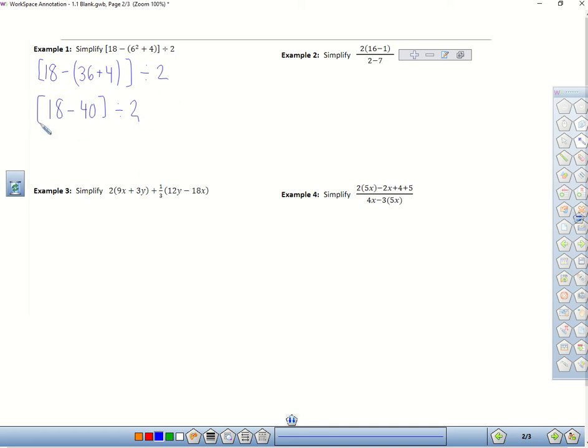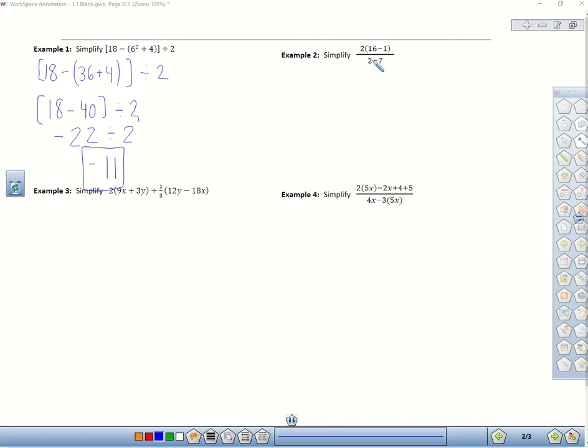Now we're at the stage where we have some grouping, in the form of brackets, and then we have division. We know grouping comes before division. So the idea here is grouping overrides the rule that subtraction comes after division, because the grouping tells us we need to do that first. So we do 18 minus 40, which is negative 22, divided by 2. So now we're just left with negative 11. And that would be your simplified expression.